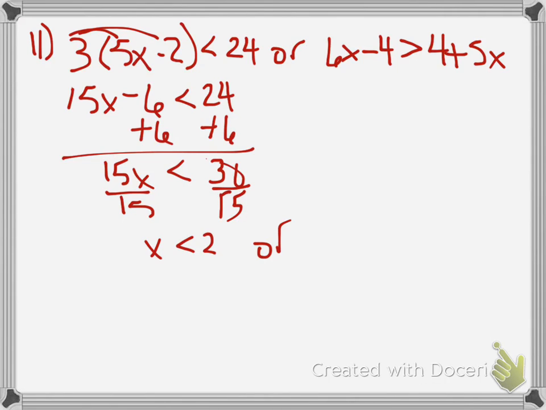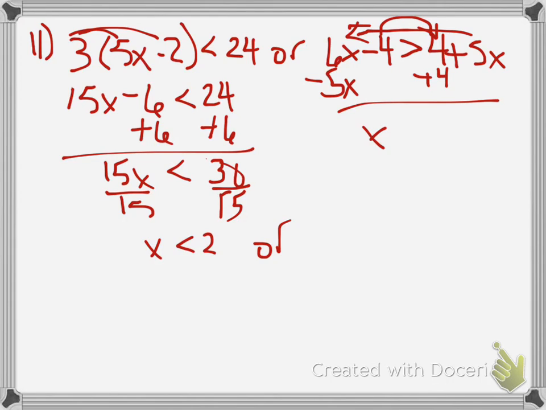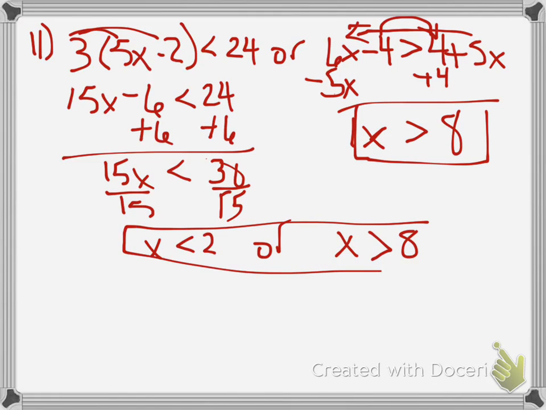Or here, this one has variables on both sides. It's probably way more difficult than I would choose, but I'm going to move the 5x to the left, minus 5x. I'm going to add 4 to the right, plus 4. I get x greater than, 6 minus 1 is just 1x, 8, and so x is greater than 8.